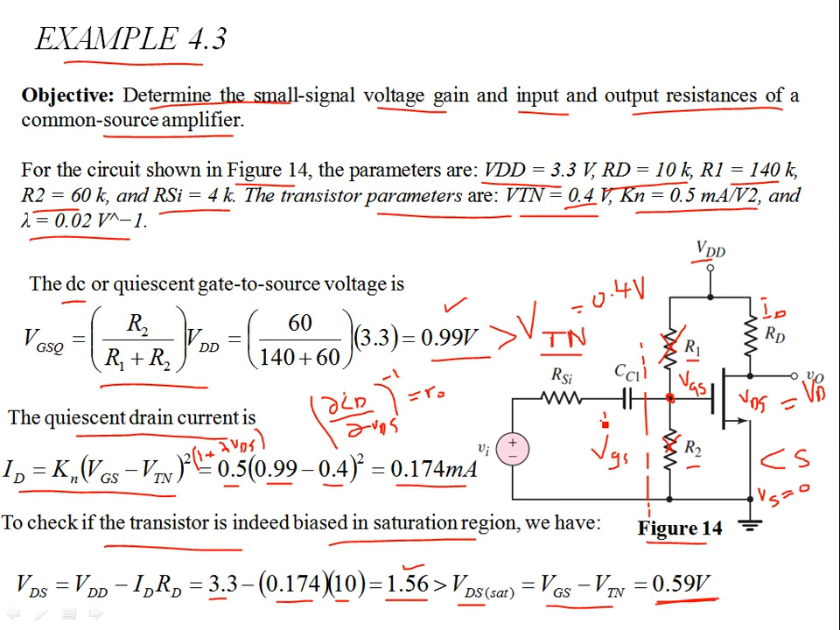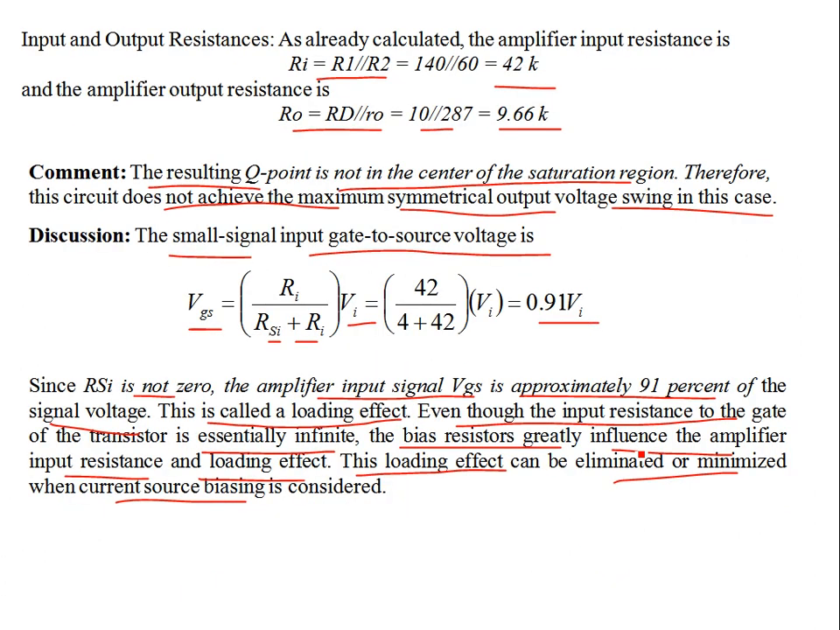So right now, from this configuration and these particular values, we have VGS as 91% of VI. That's the loading effect. So what we can do is eliminate R1 and R2, the biasing resistances, and instead use MOSFETs as current devices, so that we can have constant current biasing. Therefore, eliminating the need for biasing resistances and minimizing the loading effect. Okay, that's all.